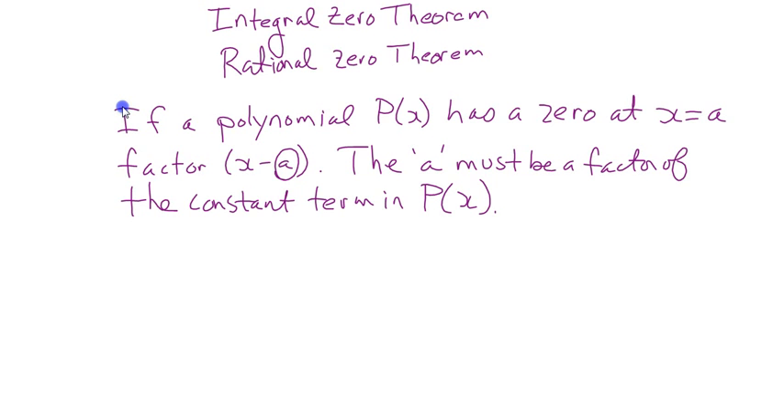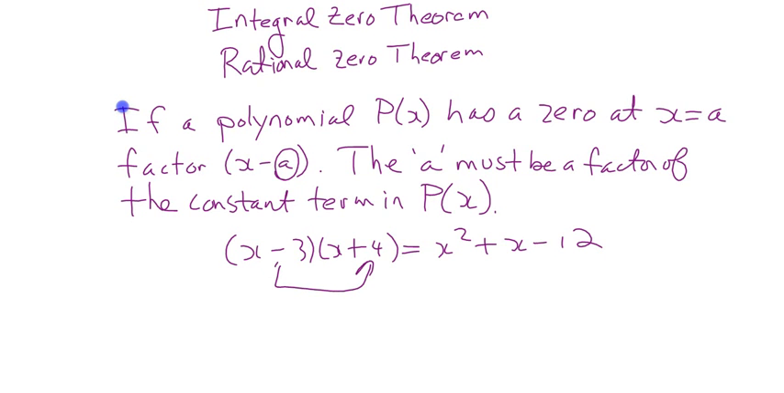Okay, so if you think about it, let's take x minus 3 times x plus 4, which is x squared plus x minus 12. Where does the minus 12 come from? These two guys multiplied together, right? So if there is an integral 0, meaning an integer value, so plus 1, minus 1, etc., then it must be a factor of the constant term. So the factors of 12 are plus or minus 1, plus or minus 2, plus or minus 3, plus or minus 4, plus or minus 6.